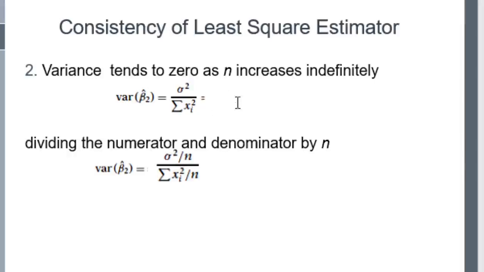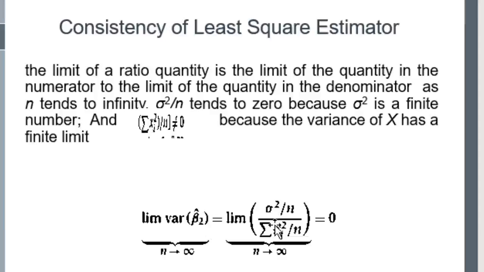Second one is variance tends to 0 as n increases. Variance is given as sigma square by sigma xi square. Dividing the numerator and denominator by n, that is, sigma square by n divided by sigma xi square by n, and then take the limits of this function. Then the limit of this function equals the limit of the numerator divided by the limit of the denominator. The limit of the numerator tends to 0 as it's a constant, and this sigma xi square by n does not tend to 0, or it is not equal to 0.